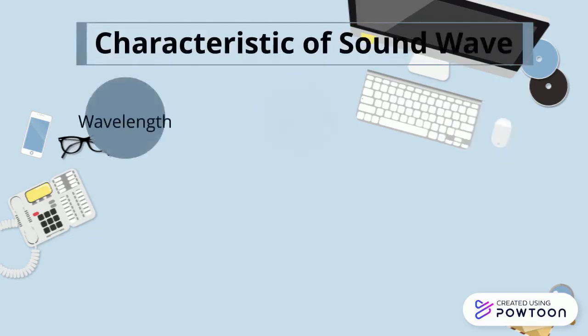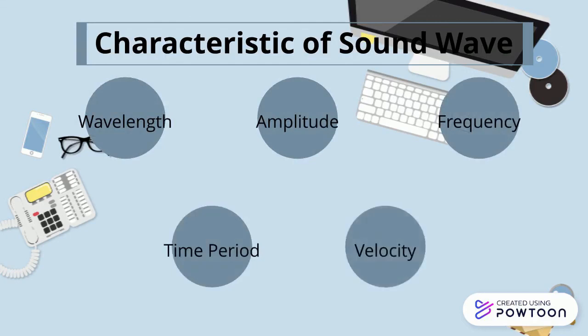Third, frequency. The frequency of the sound wave indicates the number of sound waves produced each second. Fourth, time period. The time required to produce one complete wave cycle. Fifth, velocity. The velocity of a sound wave is measured in meters per second and indicates how rapidly the wave is moving.